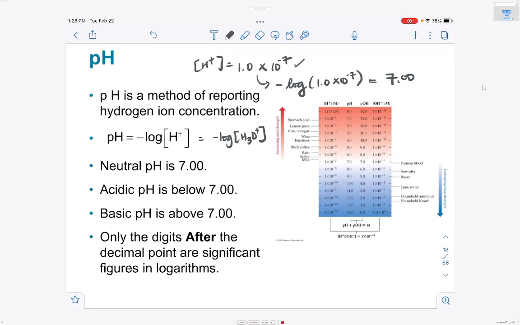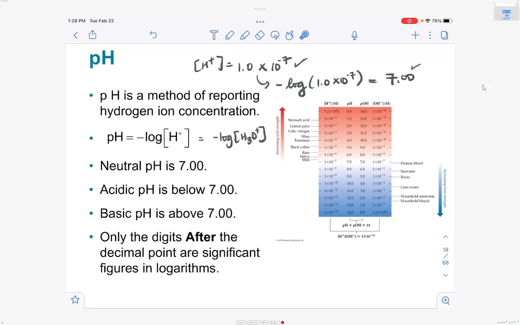So any acidic solution at equilibrium will have a proton concentration above 1 times 10 to the negative 7, and that gives us a pH value lower than 7. It's going to be this red region over here. Okay, refer to the red portion of the pH chart. The basic solution at equilibrium will have a proton concentration below 1 times 10 to the negative 7, and that gives us a pH value higher than 7, which refers to this blue portion of the pH chart.